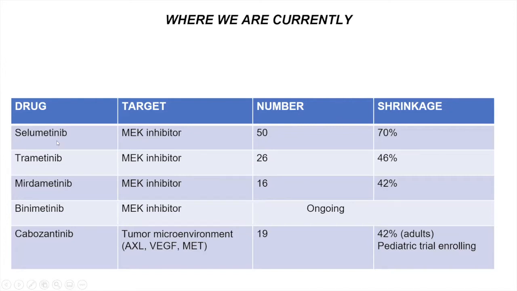is Selumetinib in the first column here, and there were 50 patients on this clinical trial. And 70% of these patients achieved a shrinkage in their tumors. So all of a sudden, we now have a medicine that can result in shrinkage of tumors in a significant number of patients. And there are also some other MEK inhibitors, which have also achieved a very good level of shrinkage in all of these patients. And there are some studies using a MEK inhibitor that are still ongoing.